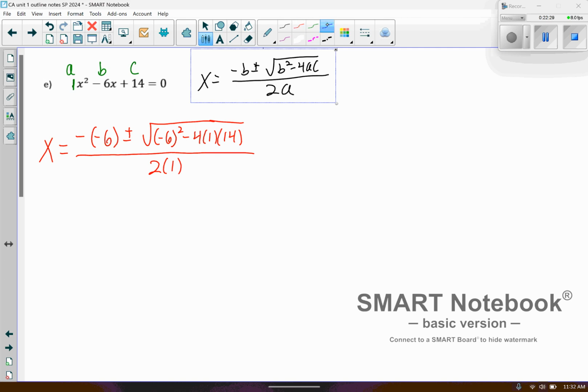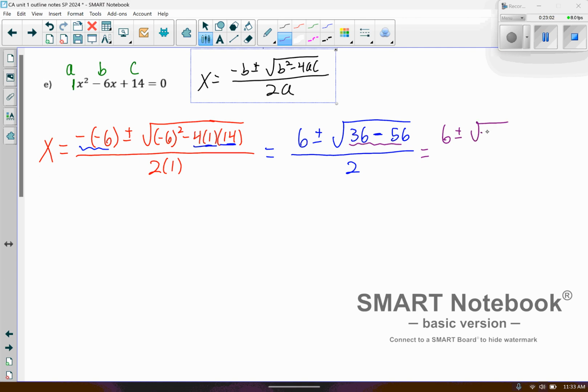All right, let's clean this up. So let's see, that double negative will turn into a positive 6 plus or minus the square root. Negative 6 times negative 6 is positive 36. And then let's see what we have here. We got minus 4 times 1 times 14, which will give us 56. And then all divided by 2. Okay, so then next we can go ahead and do 36, take away 56. So we're going to have 6 plus or minus the square root of negative 20 all over 2.